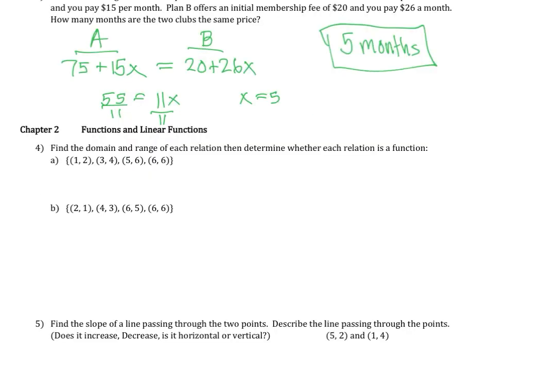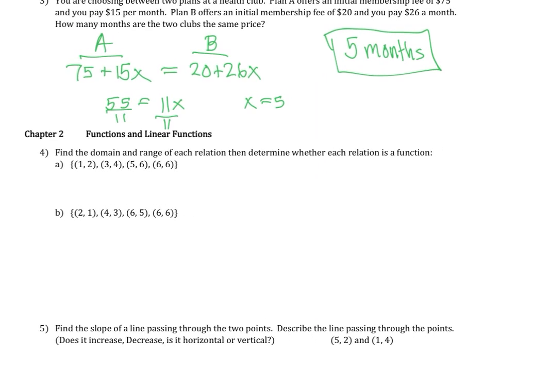Okay, the next is functions, and these aren't chapter two. They used to be chapter two in our old book. But our next six problems here say find the domain and range of each relationship, and then state whether or not the relationship is a function. So here we have the domain, or the x values: 1, 3, 5, and 6. Our range would be 2, 4, 6, and 6.